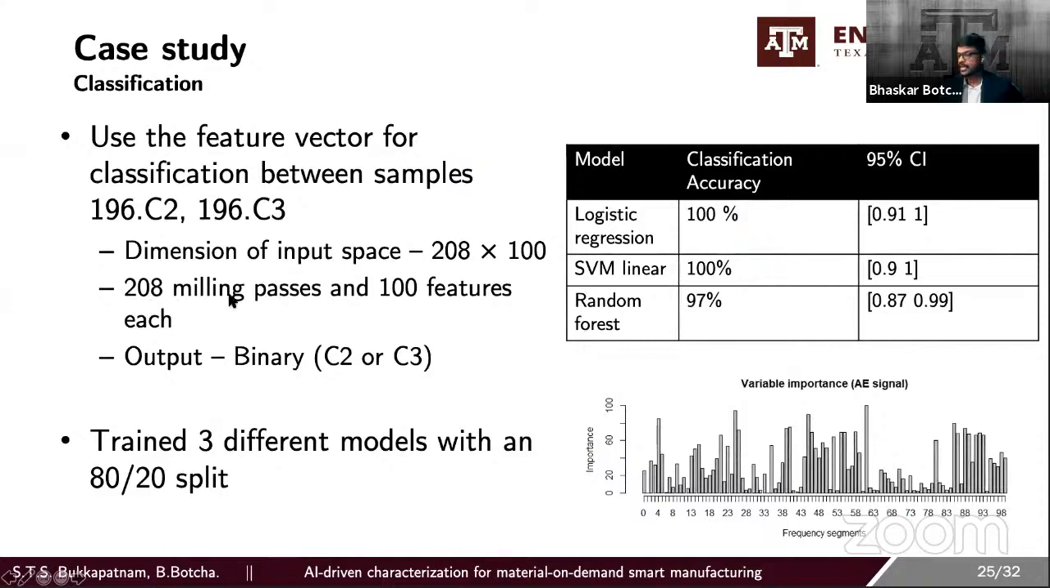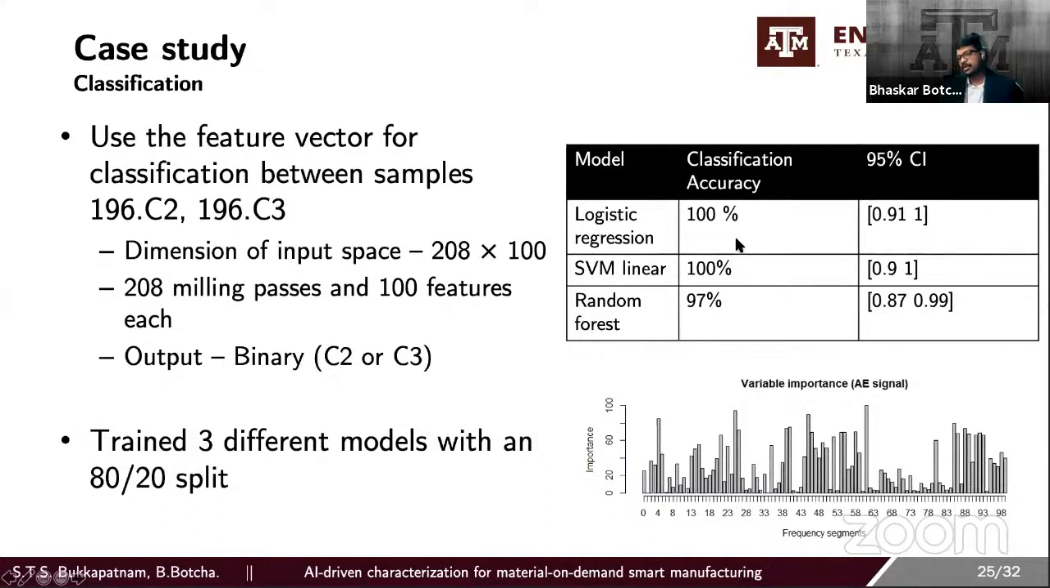So right now we have 208 milling passes, which came from just these two samples, the first sample 196C2 and 196C3. And the dimensions of the input space are 100 frequency bands and 208 samples, and the output is just binary. We want to predict if it is C2 or C3, that's it. We have trained this data set with 3 different models: a basic logistic regression, a linear basis support vector machine, and a random forest classifier.